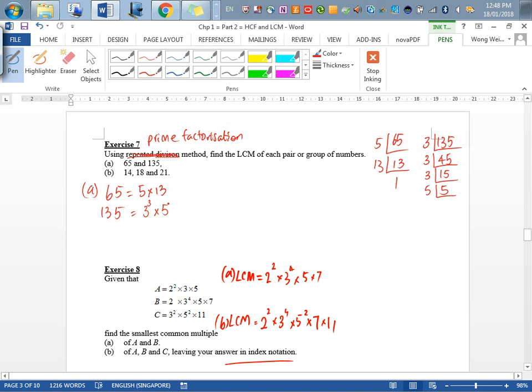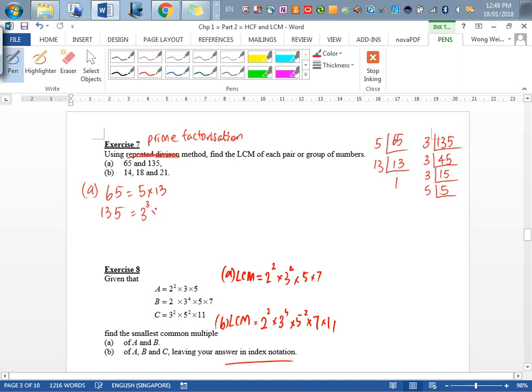Okay, now is the interesting part. To find the LCM, I want all of the factors that I can see. Everything. Whereas in HCF, I only wanted the common factors. Know the difference. HCF, I just want the common factors. LCM, I want everything. Okay, so what do I mean by this everything?